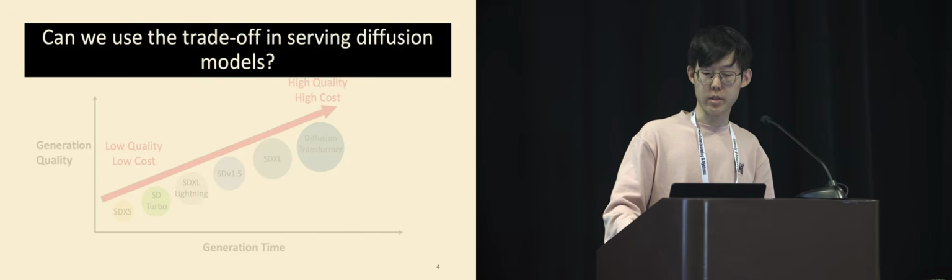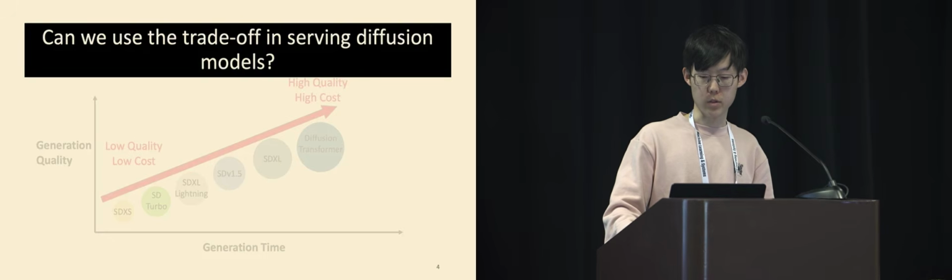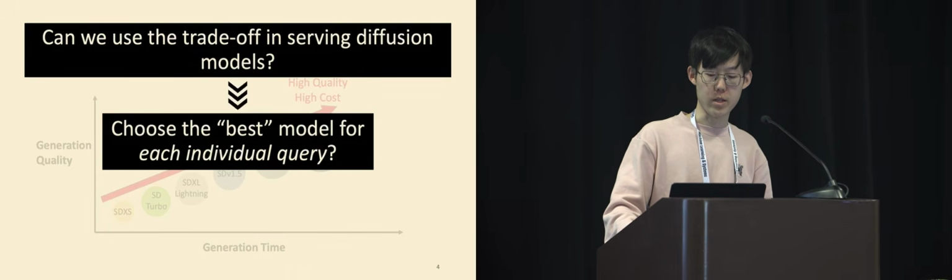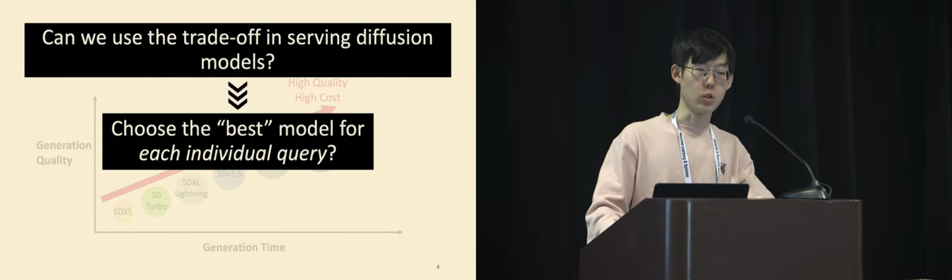So the natural question is, can we actually leverage this trade-off when serving diffusion models? Instead of committing to one model for all queries, what if we could dynamically choose the best model for each individual query, given workload changes and resource availability?